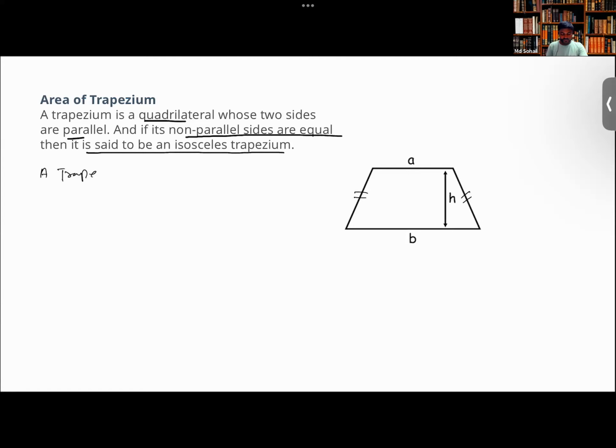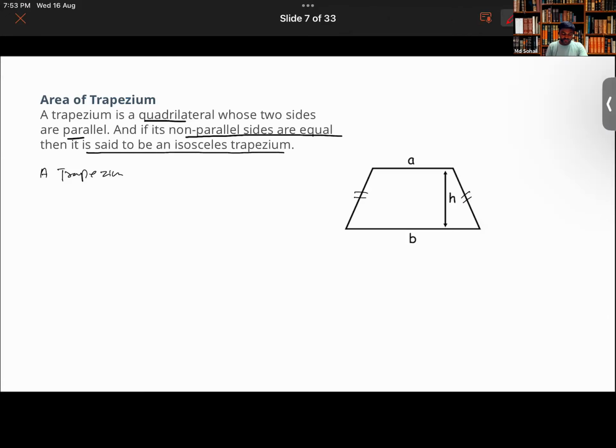So one of the types of trapezium, it's already written over here, no need to rewrite it. A trapezium in which non-parallel sides are equal will be called an isosceles trapezium. In the same manner, in a triangle, when two sides are equal, we call it an isosceles triangle. Getting it, guys? Now, how do we calculate the area of a trapezium?